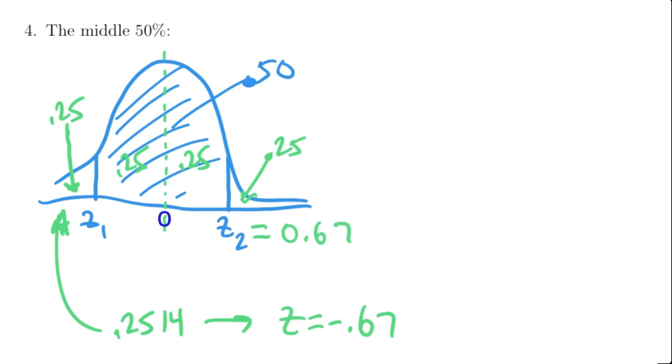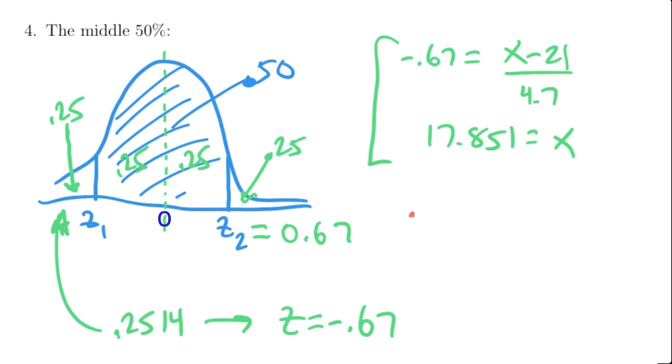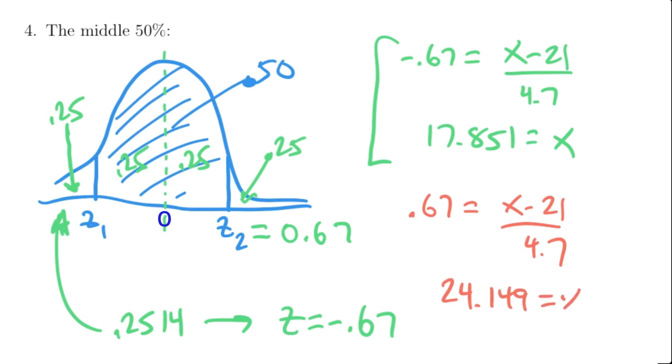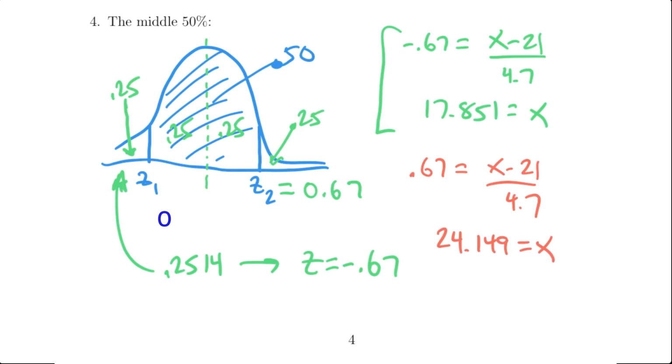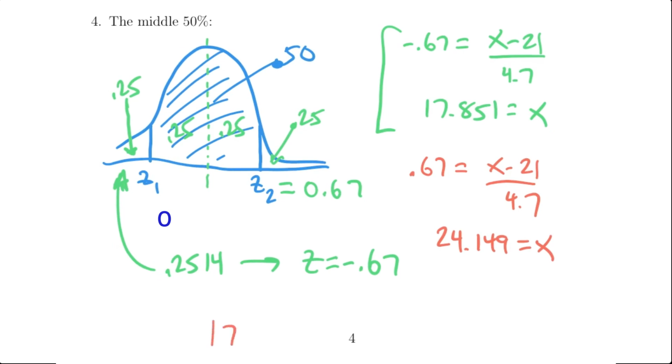And then if we want to find the ACT scores associated with these two z-values, we'll have negative 0.67 equals x minus 21 over 4.7, which gives us 17.851. And then for the z-value of positive 0.67, that gives us an ACT score of 24.149. So to be in the middle 50%, you need to have an ACT score of between 17.851 to 24.149.